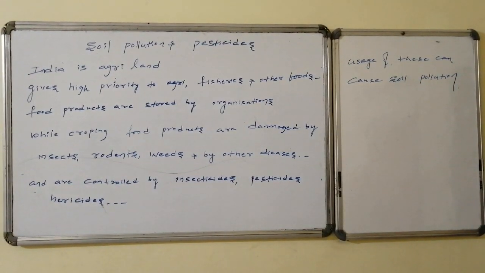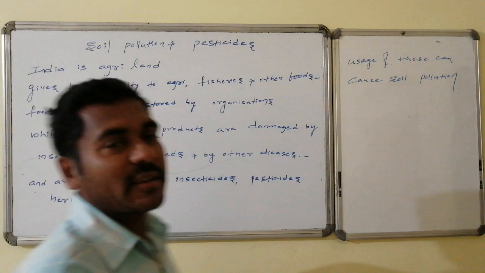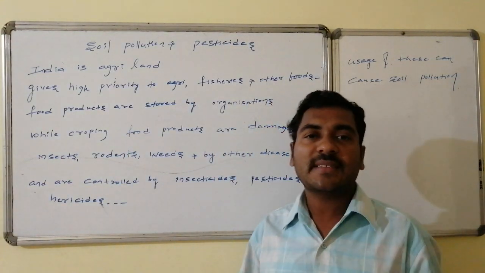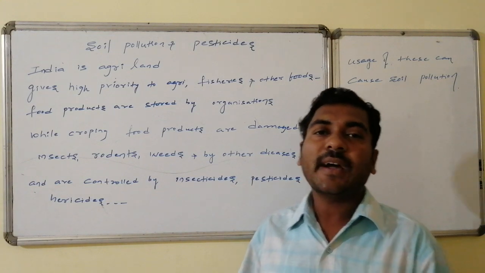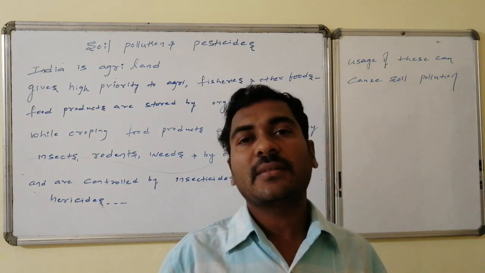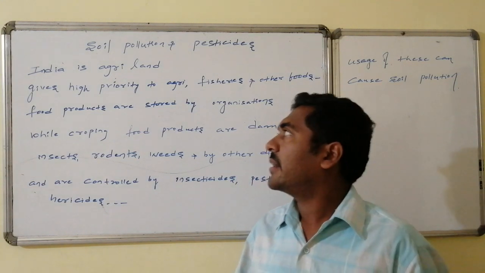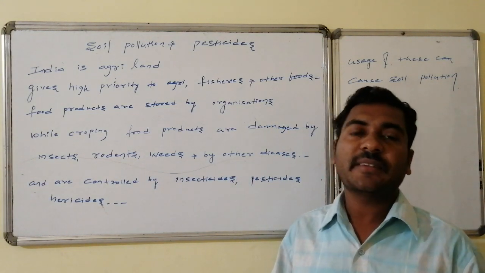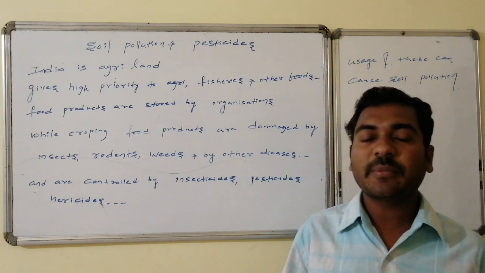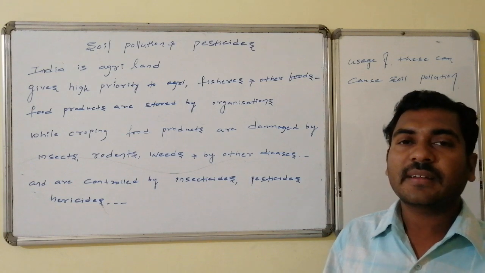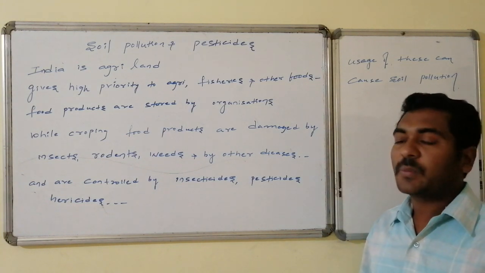Welcome friends, let us go for the next part of environmental chemistry, that is soil pollution as well as pesticides. India is a land of agriculture. Agriculture is the main basis for India, and in India high priority is given to it. Though industries are there, the highest priority nowadays is provided for agriculture, fisheries and other food products.